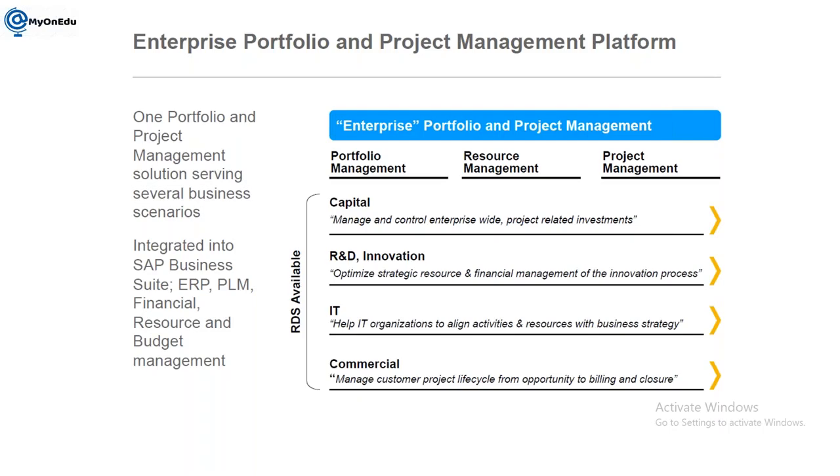In portfolio management, higher management defines the strategies and finalizes their portfolios. Then it goes to the mid-level, where the project manager takes care of the project, and then to the associate level, where the individual person executes the transactions, like on the project system side. These are the different options where it is best to implement capital, R&D, IT, or commercial projects.